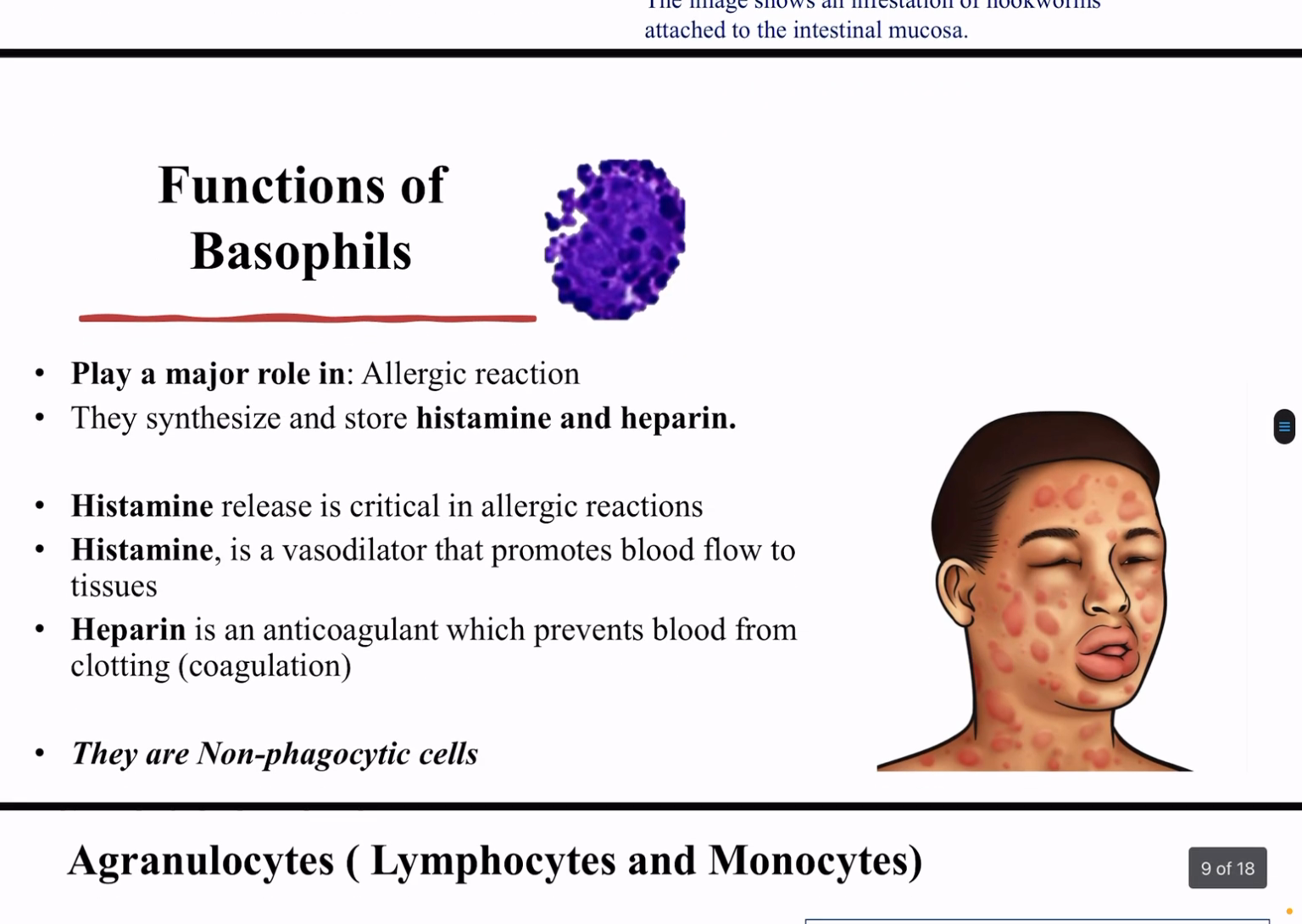The basophil, as we mentioned, is not a phagocytic cell, it's a secretory cell. It secretes histamine and heparin, and it plays an essential role in the allergic reaction. All of you know the role of histamine. What is the effect of histamine on the blood vessels? It acts as a vasodilator, to increase the blood flow to the site of inflammation.